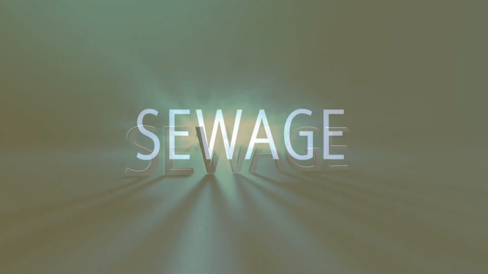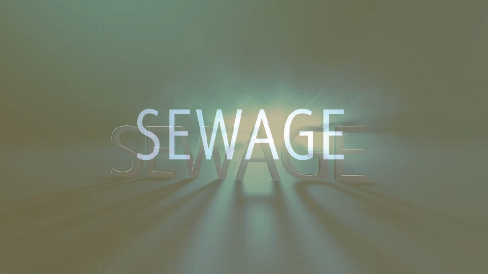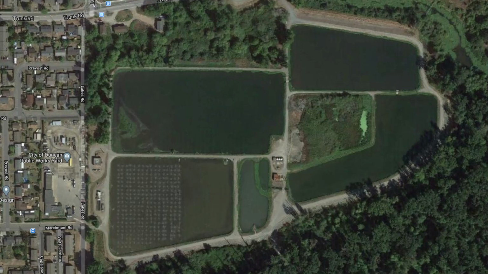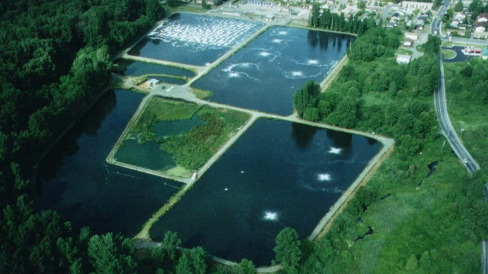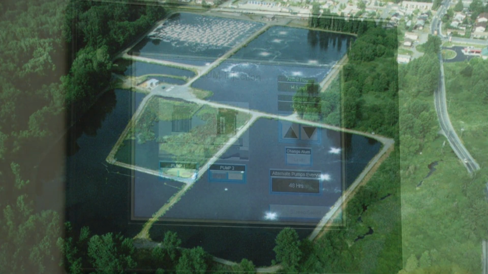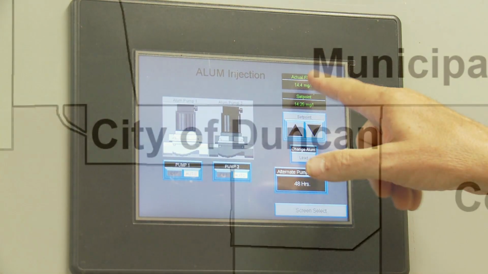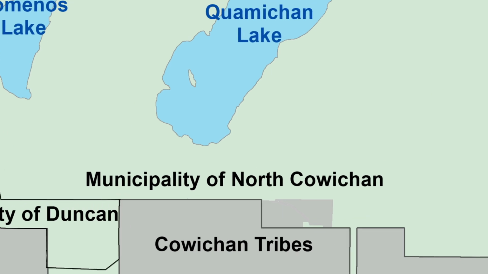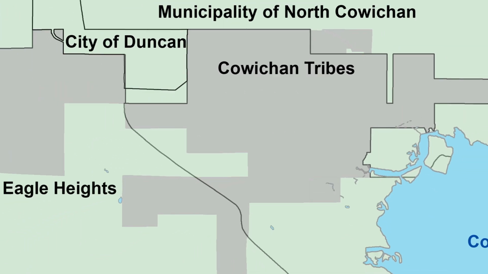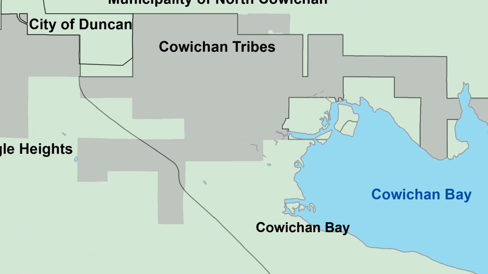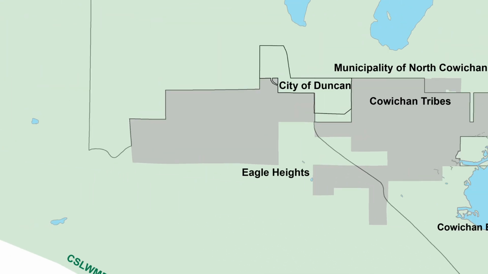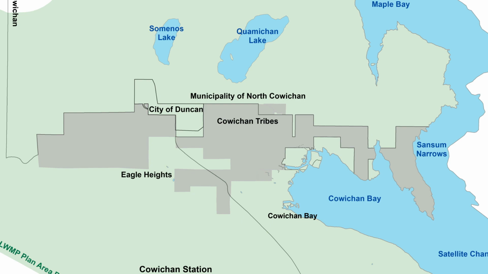Sewage, not something we talk about every day, but very important to consider. This is the Joint Utilities Board sewage treatment plant near Duncan. It treats sewage from the Cowichan Valley's central sector area. This includes the city of Duncan, the southern part of the municipality of North Cowichan, Cowichan Tribes lands, and parts of the CVRD electoral areas D, Cowichan Bay, and E, Eagle Heights. So, if you live in this area and are connected to sewage, you are a contributor.